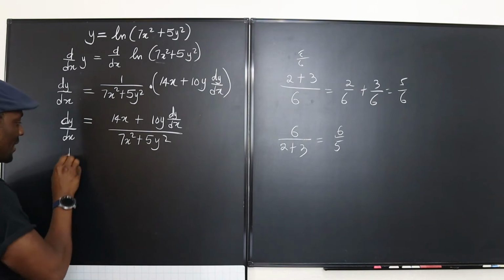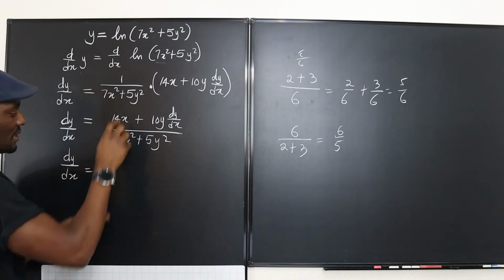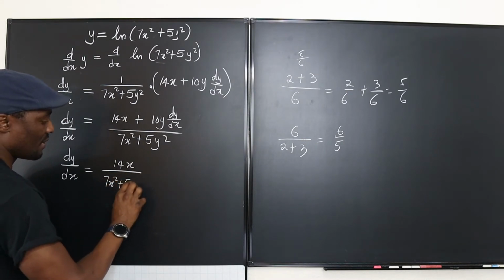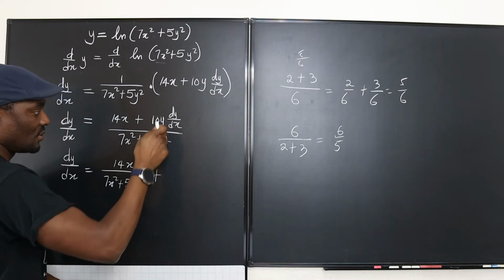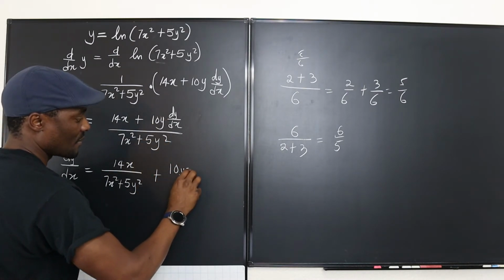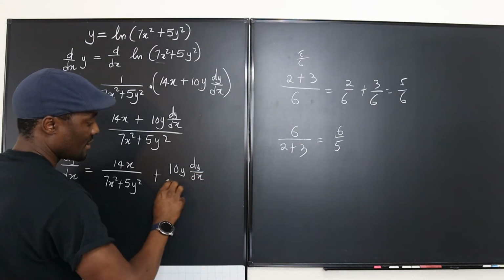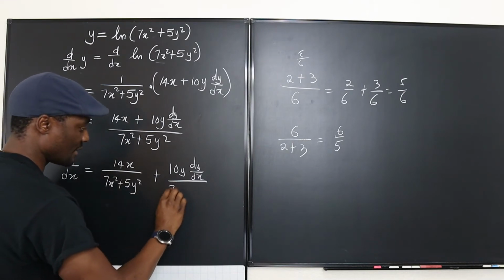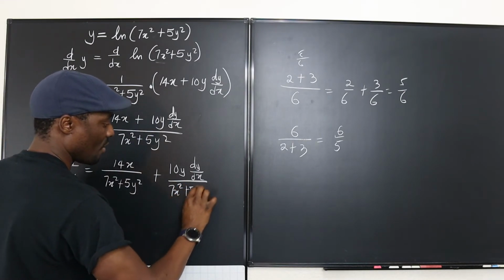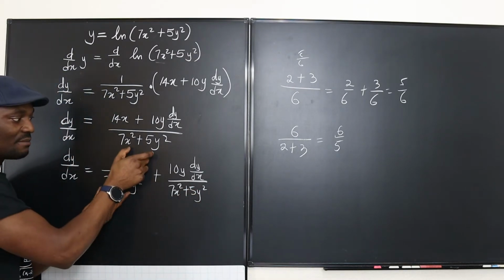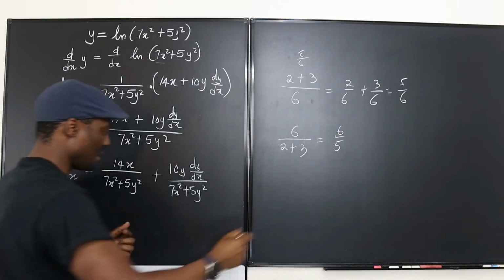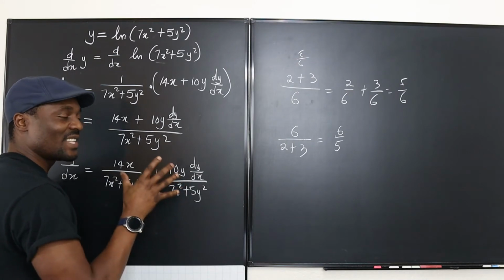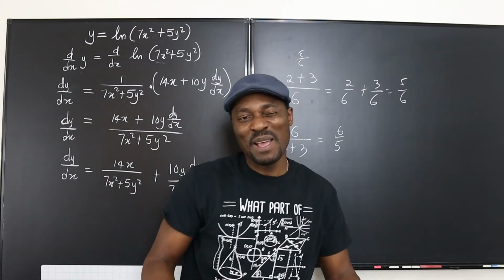So we're going to say that dy dx is equal to this expression, 14x over 7x squared plus 5y squared, plus then this over this, that's going to be 10y dy dx over 7x squared plus 5y squared. As you can notice, I retained the same denominator, just like I did here. Okay, you retain the same denominator. Don't split the denominator, you only split the numerator. And that's the only thing that's going to save us now and make the work a lot easier.